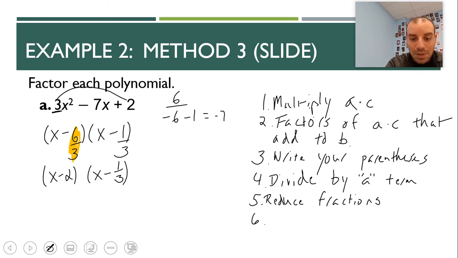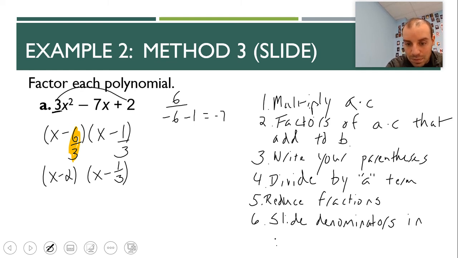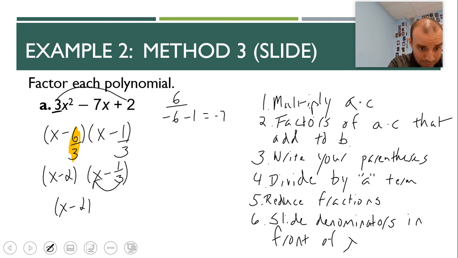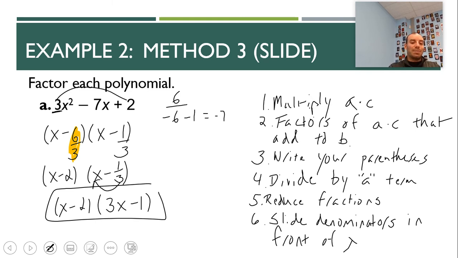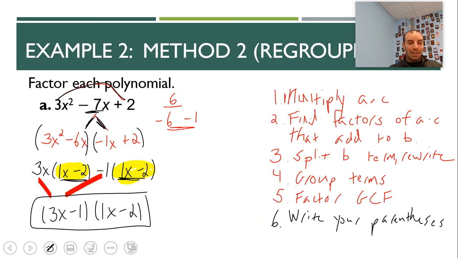The reason we call it the slide method is now you slide the denominators that are left in front of x. So I'm going to take that 3 and slide it right in there in front of the x. So nothing to move on the first term, x minus 2. Slide the second one, you're going to get 3x minus 1. So all I've done is slide that denominator in front of my x to get x minus 2 times 3x minus 1. And notice that's the same answer that we got here using the regrouping technique, 3x minus 1 times x minus 2.